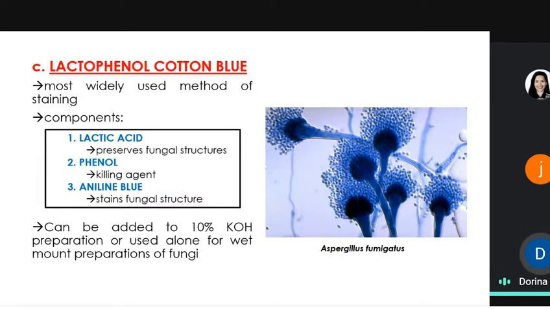So, anong components ni lactophenol cotton blue? You have your lactic acid, you have the phenol, and then you have your aniline blue. Kaya kung minsan, pag walang LPCB, pwedeng aniline blue na lang para lang ma-stain yung fungal structure. The phenol is the killing agent, whereas your lactic acid helps in the preservation of the fungal structures. So, aside from it being alone lang na nilagay mo sa slide, pwede mo din siyang gamitin sa iyong KOH kasi nga, di ba sabi natin kanina, walang kulay yun. So that you can also try to add it to your KOH prep, parang in-stain mo na din whatever fungal elements may be present in your KOH preparation.